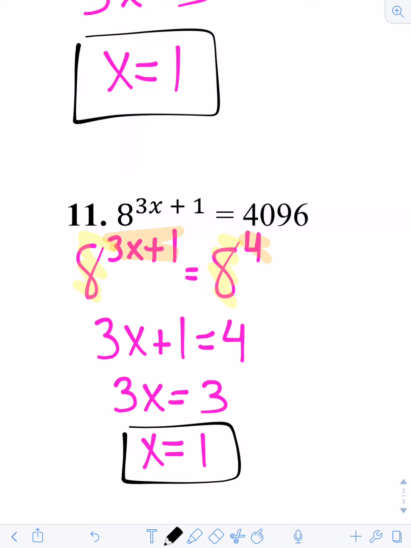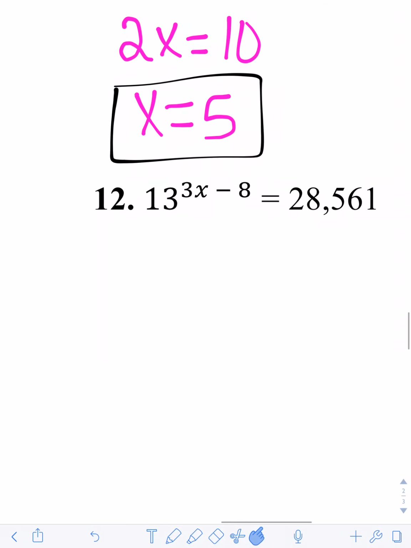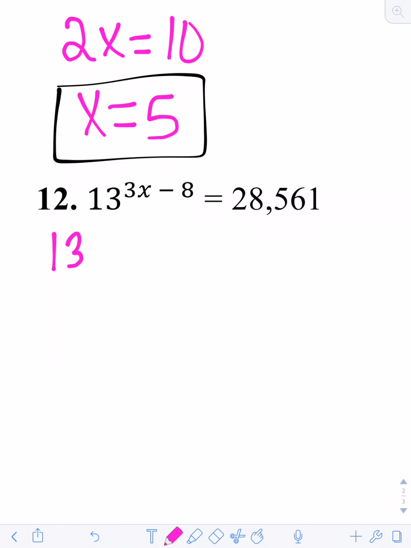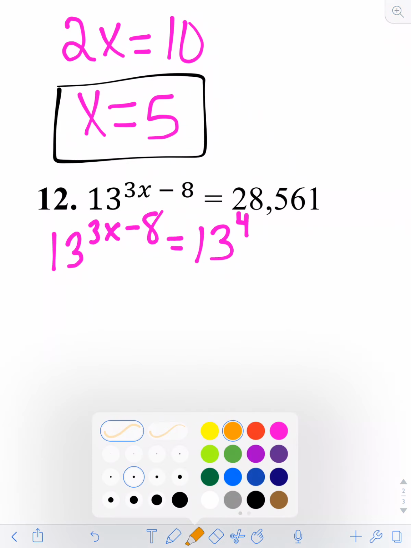All right, and then I think last one. Yep, last one. So here I have 13 to the power of 3x minus 8 is equal to... So again, I want this to be 13 to the power of something, and you want 28,561. When you type it in the calculator, you'll end up getting 13 to the power of 4.